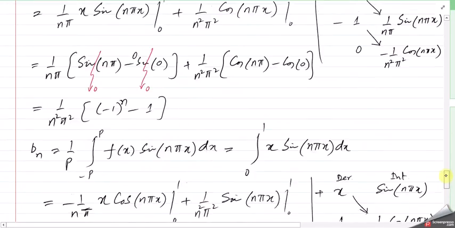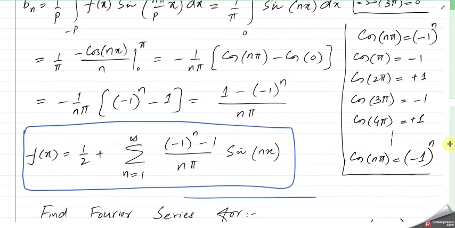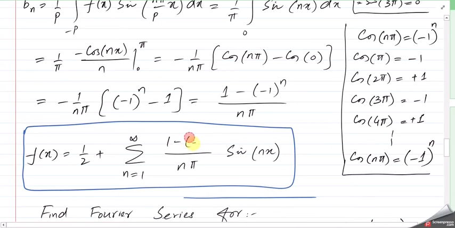I think I made a mistake somewhere here. Let me correct it. Yeah, here it is. This one is 1 minus minus 1 power n. That's better now.